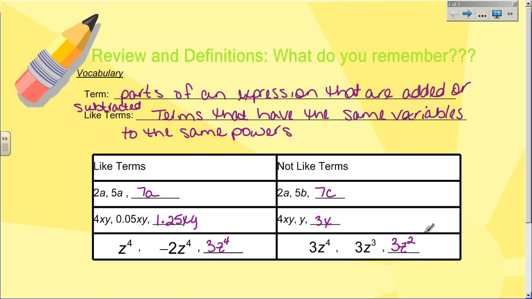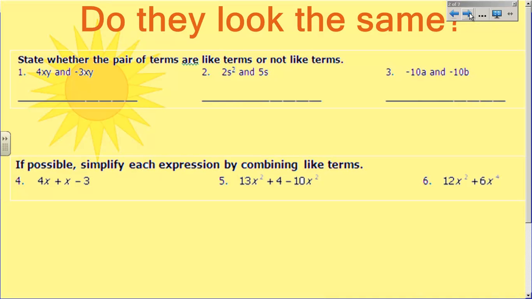Like terms are important. We want to be able to combine them whenever possible, and that's what we're going to be talking about today. So let's just talk about, do they look the same? For the first 3 examples, we just want to state whether or not they're like terms or not. So we're just going to look at them and decide if the variables and the exponents are the same, then our answer is yes. If the variables and exponents are not the same, our answer is no.